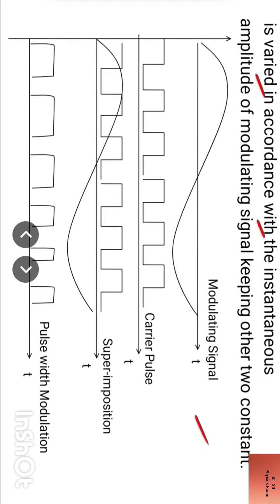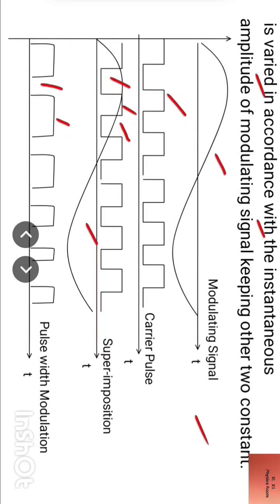Now look at this diagram. This is modulating signal and this is carrier pulse. Now here modulating signal is superimposed over carrier pulse. Now look carefully on this diagram where the carrier pulse and modulating signal are out of phase, their width reduces, and where they are in phase, their carrier pulse width is increased.